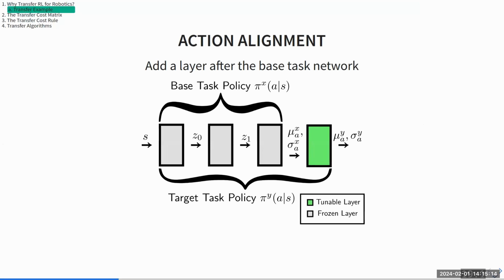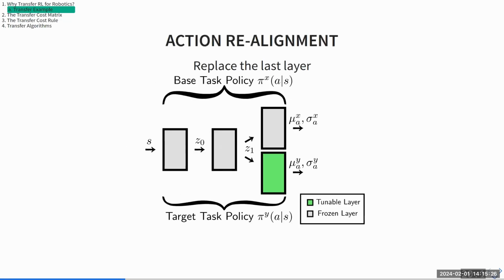We can instead try to do action alignment, where we try to translate the parameters of the action distribution from the x task space to the y task space. This basically does not work. So instead, what works much better is you try to replace the last layer with a new trainable layer that predicts the parameters of the action distribution from the final inputs.